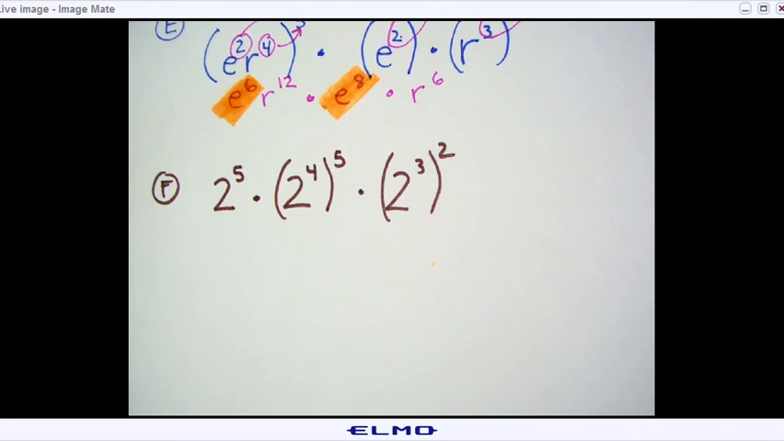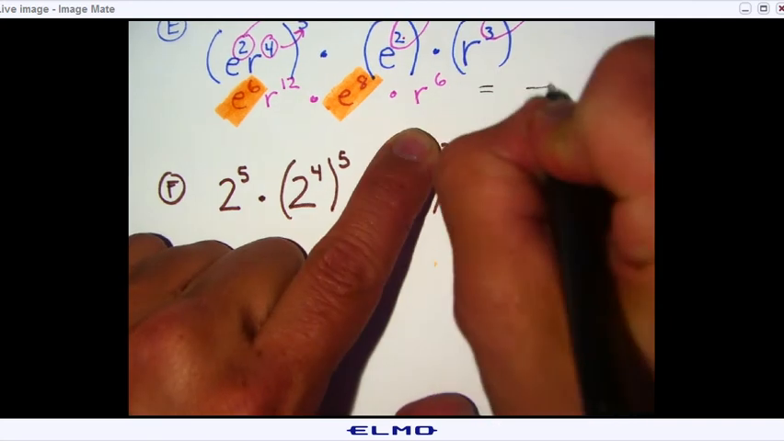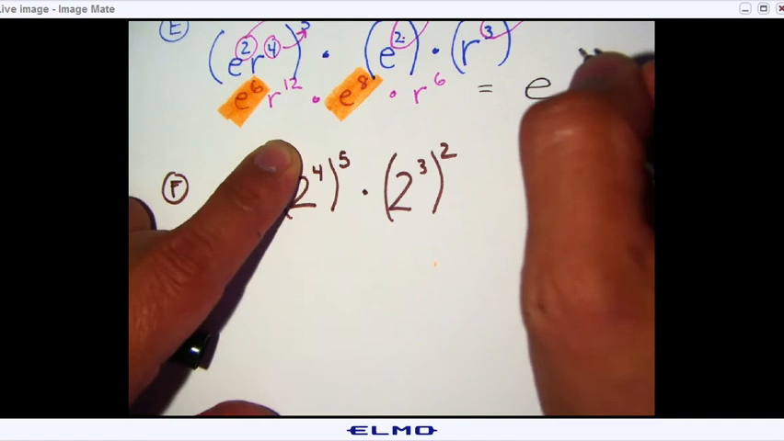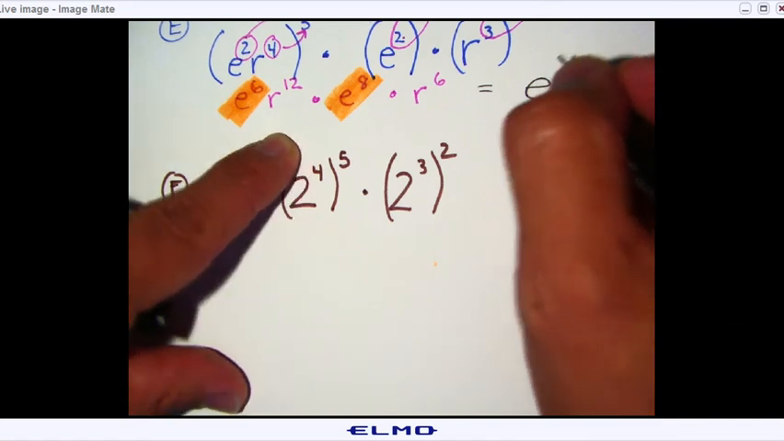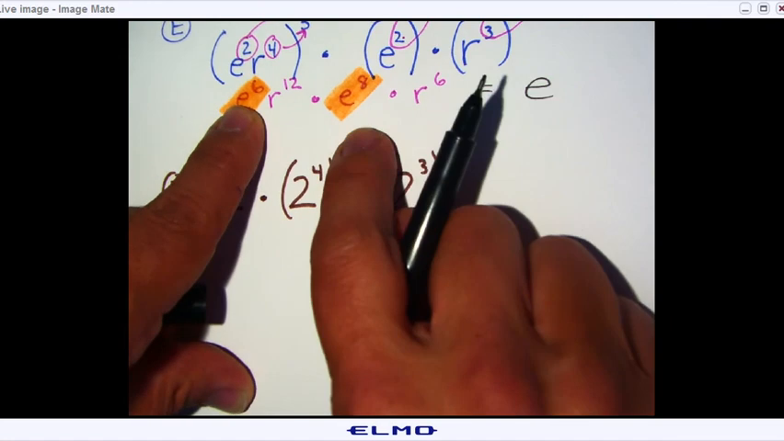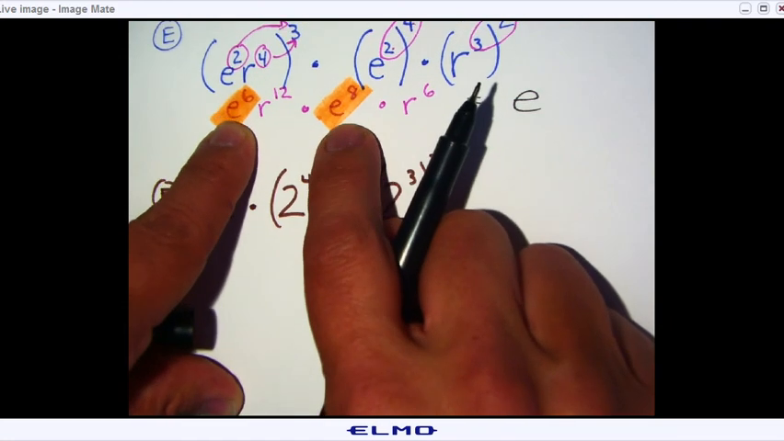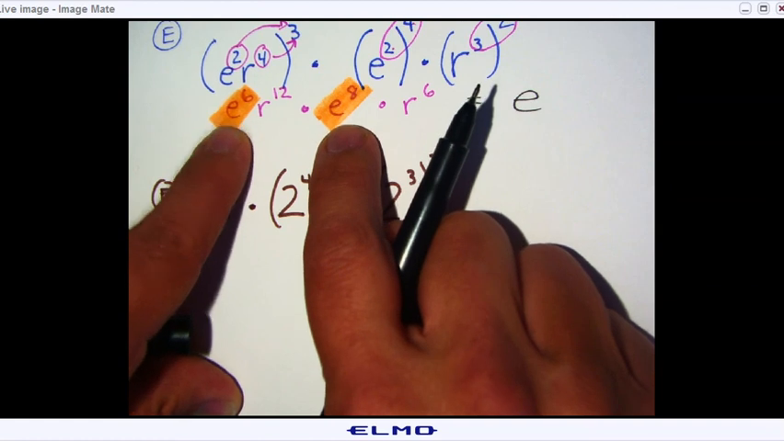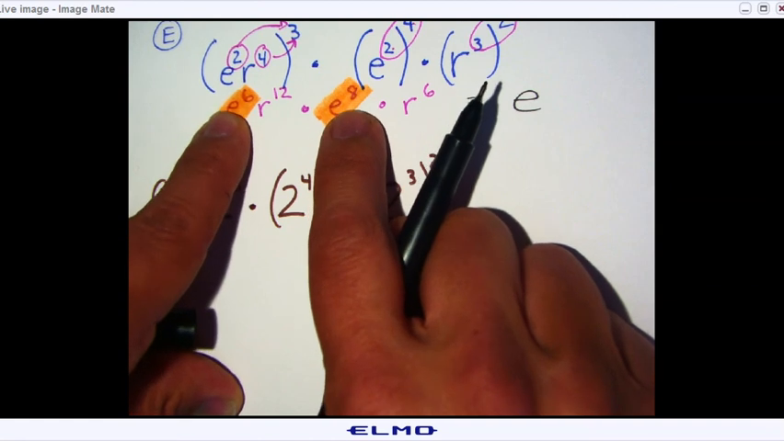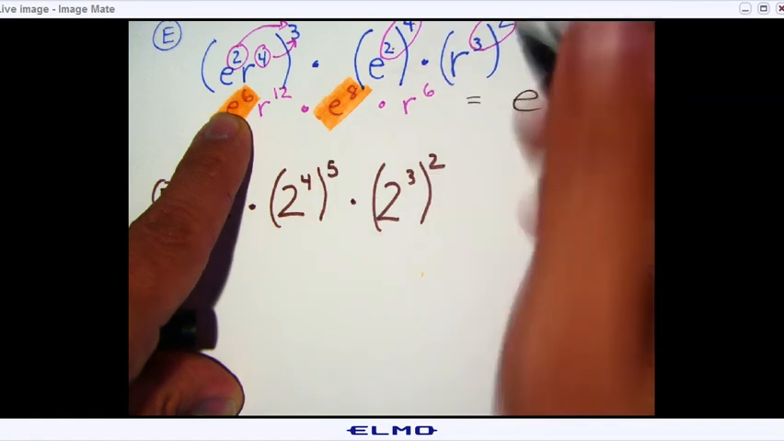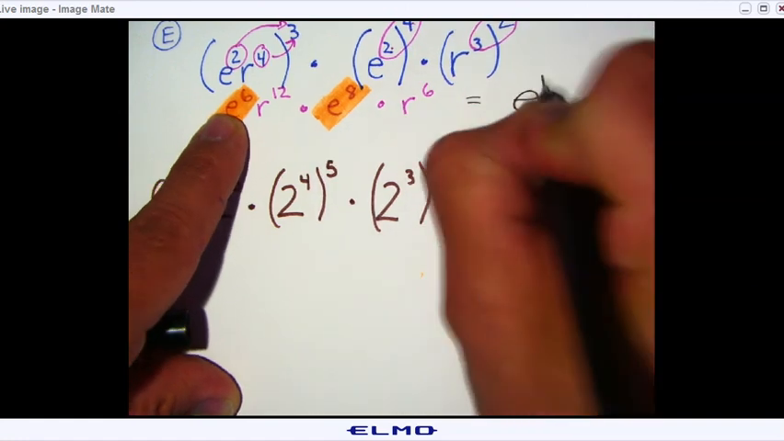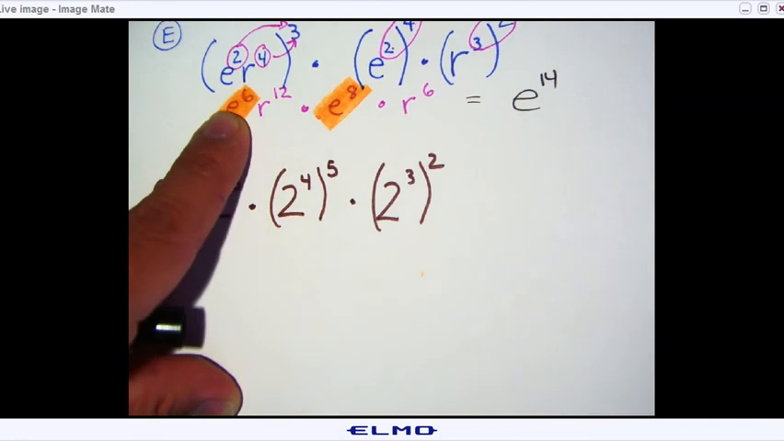So what's my answer? Who can I call on that I haven't called on? Robert. E to the what? How many? Robert? What happened? E to the power of what? There's 6 and there's 8. Yeah, e to the 14. Very good. E to the 14.